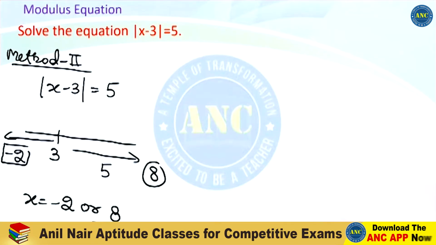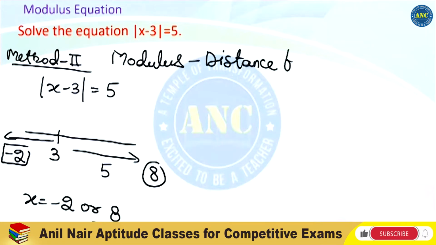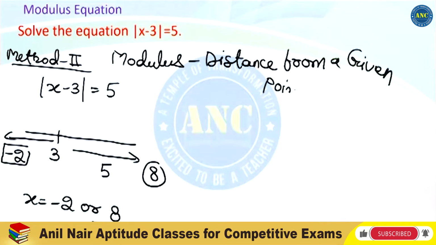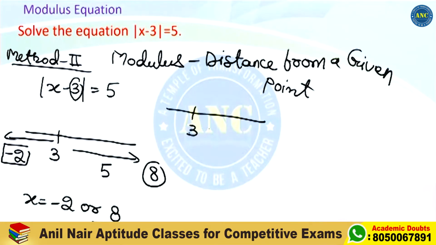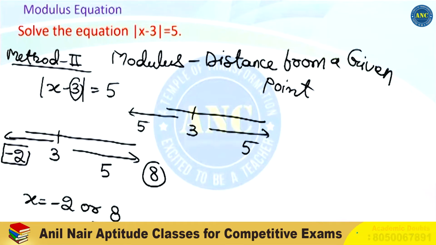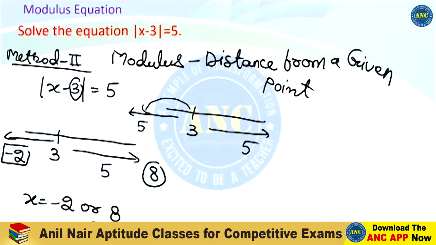Distance from a given point. The definition of modulus is distance from a given point. Given point is 3. From 3, I need to travel 5 to the right hand side or 5 to the left hand side. 5 units to the left hand side of 3 is nothing but negative. X is minus 2 or 8.